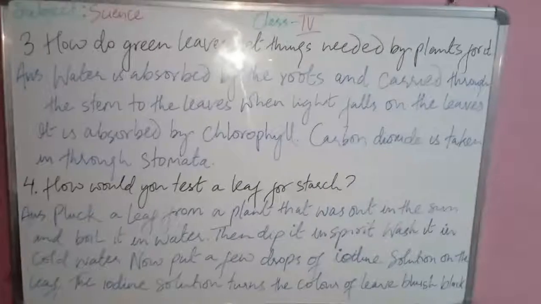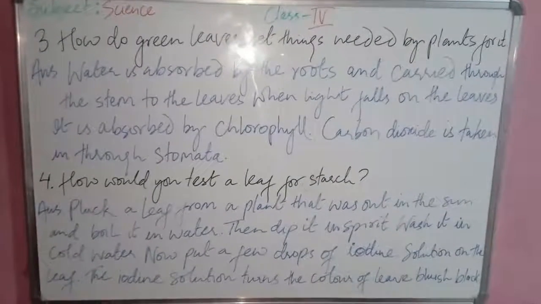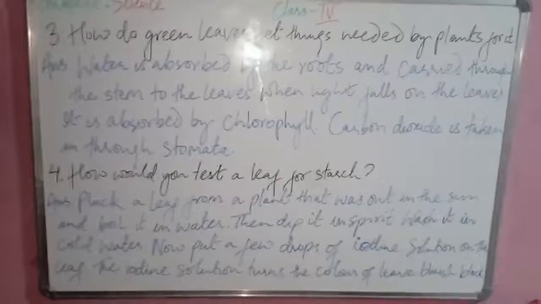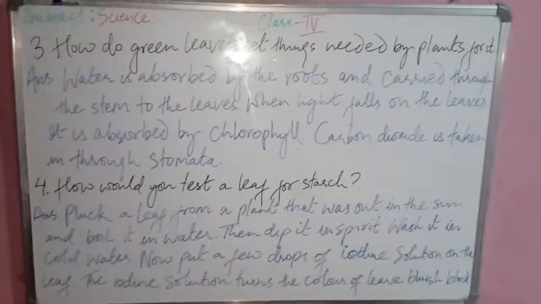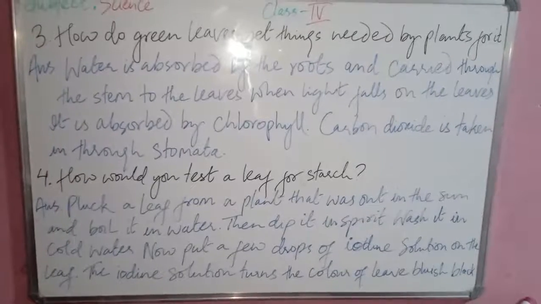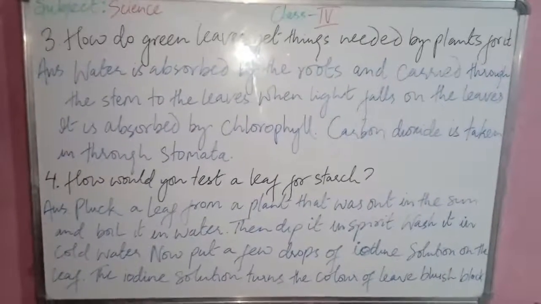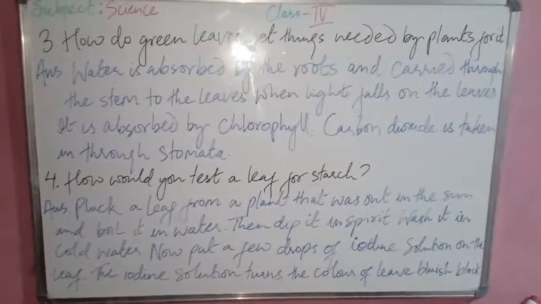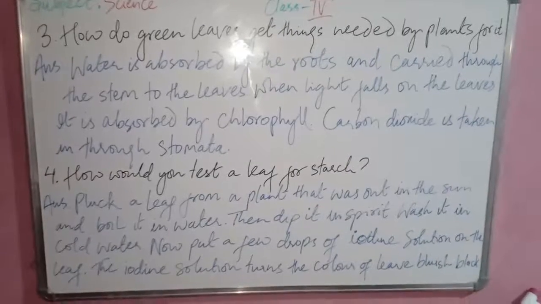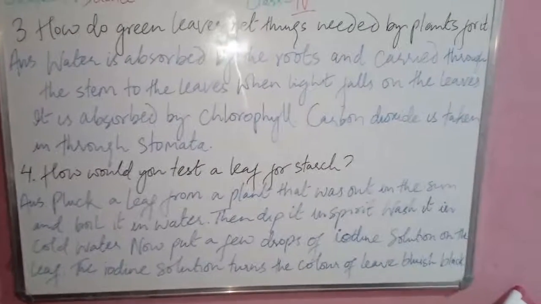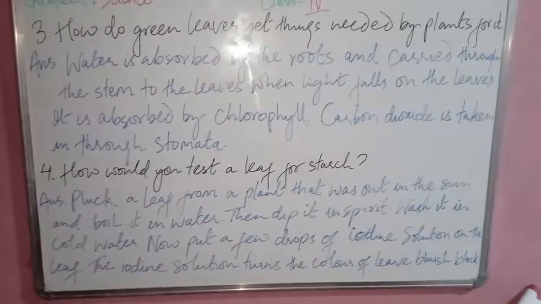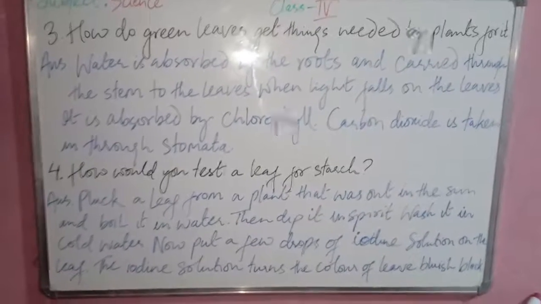So the next question. Question number 3. How do green leaves get things needed by plants for it? So what you have to write is, water is absorbed by the roots and carried through the stem to the leaves, full stop. When light falls on the leaves, it is absorbed by chlorophyll. Carbon dioxide is taken in through stomata. Okay, so that's how you write.